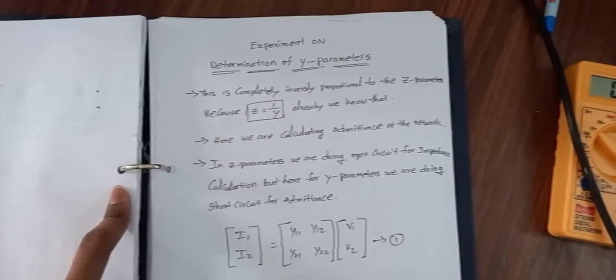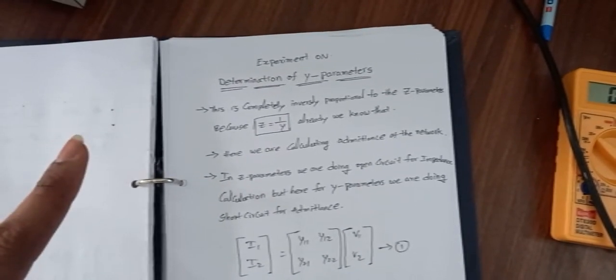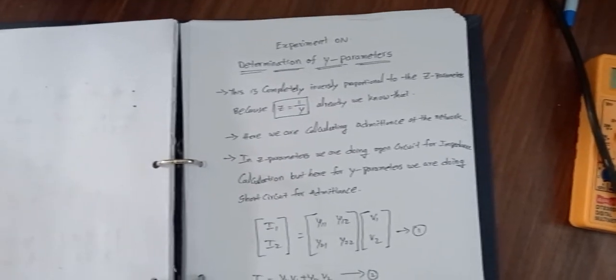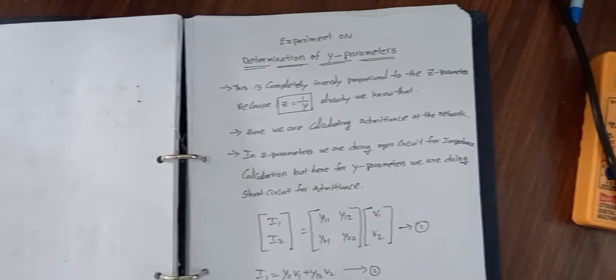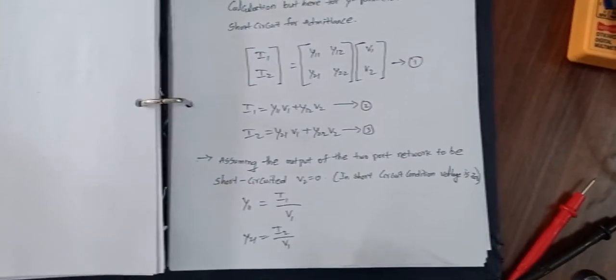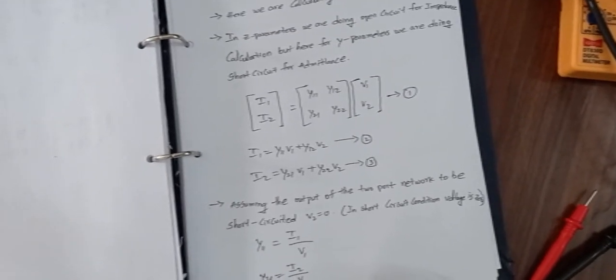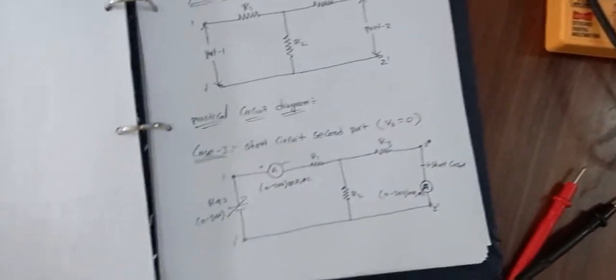But here, in the admittance parameters calculation, we are doing a short circuit condition. Current is very high, voltage is zero. It means where we do a short circuit, that side voltage is zero. For example, if we do a short circuit at port 1, V1 voltage is 0, and if we do a short circuit at port 2, the second side, V2 voltage is 0. Here also we have two conditions.